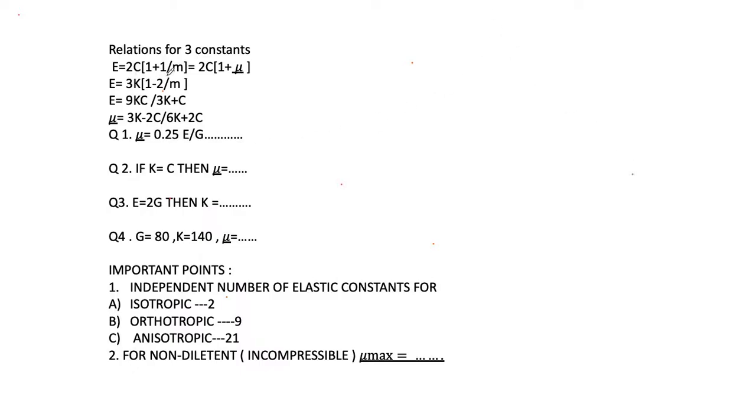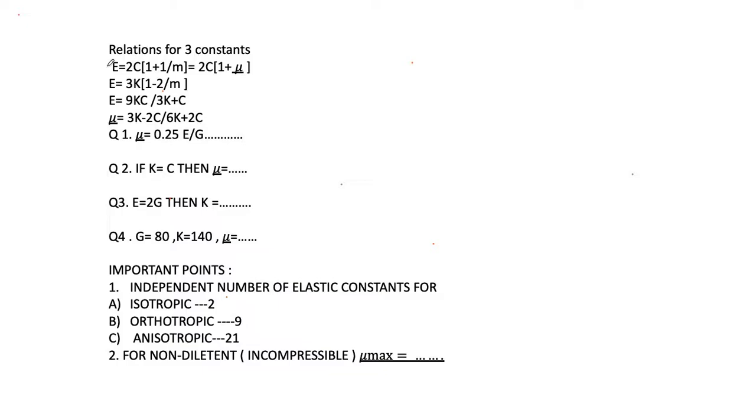And we have the elastic constant relations. E is equal to 2C(1 plus 1 by m), or we can write 2C(1 plus nu). Nu can also be written as 1 by m, where nu is Poisson's ratio, C is modulus of rigidity, and E is modulus of elasticity. E is equal to 3K(1 minus 2 by m). E is equal to 9KC by 3K plus C. Nu is equal to (3K minus 2C) by (6K plus 2C). These are small questions, find them.